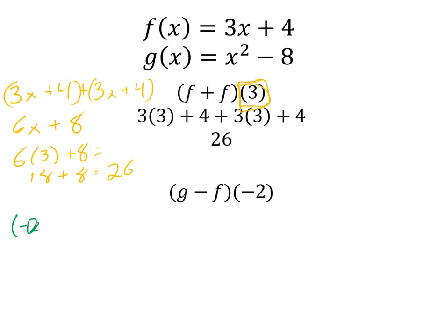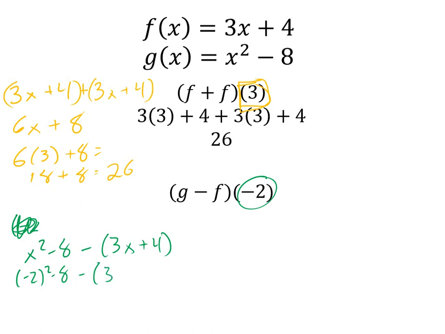What you're going to do is once you write it out, minus 3x plus 4, wherever there's an x, you're going to put this negative 2. So it would be negative 2 squared minus 8 minus 3 times the negative 2 plus 4. And then you combine things from here. It would be 4 minus 8 minus a negative 6 plus 4.